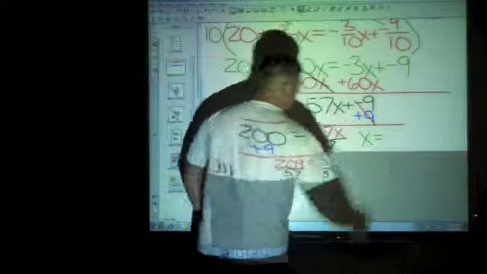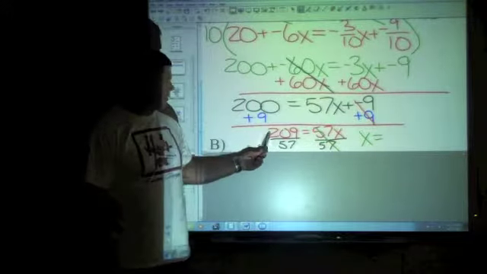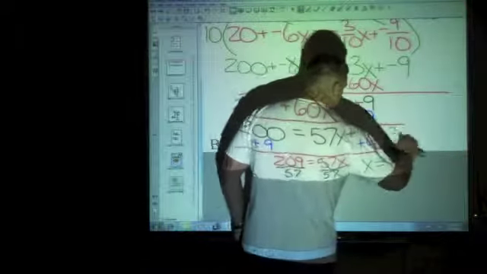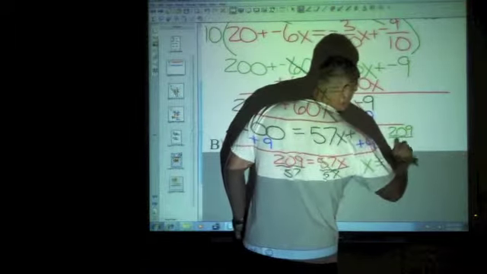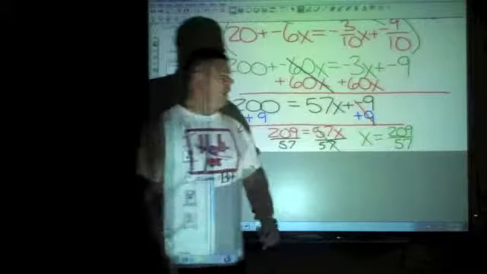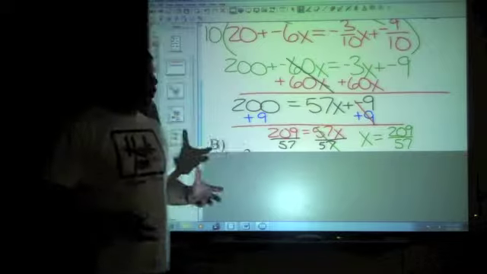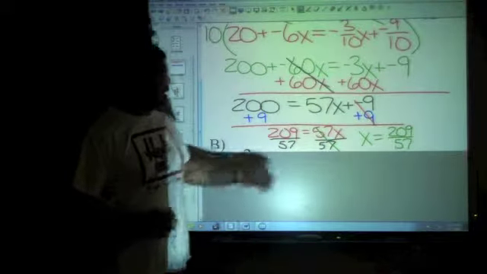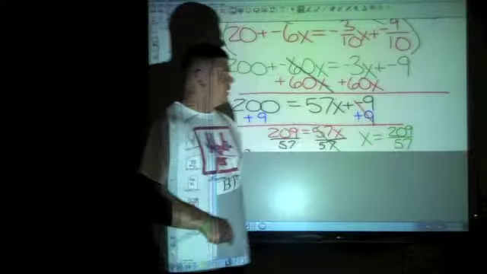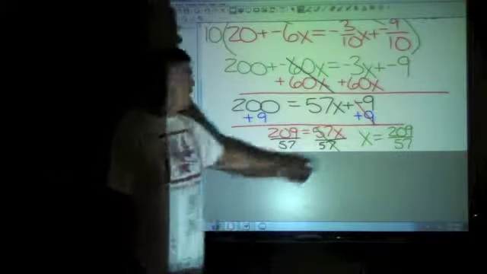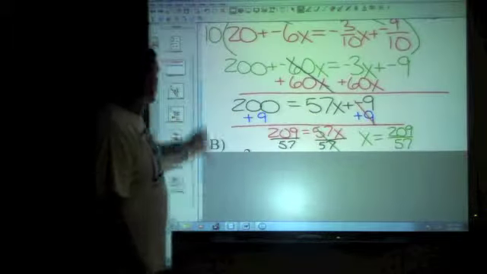X equals, now I can leave it as an improper fraction, 209 over 57. Or I could see how many times 57 can go into 209. It's pretty close to 4, but it's not enough. I mean, there isn't enough in 209 to make it exactly 4. So this is going to be 3 and something, but I can just leave it as an improper fraction, 209 over 57. If I really want the decimal version, I'll just take 209 and divide it by 57.